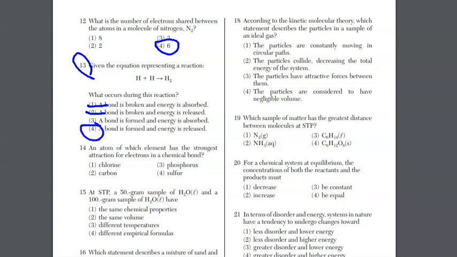See, there's no bonds being broken here. These are already atoms. In chemical reactions, typically you're breaking bonds on the left-hand side with the reactants, and you're forming new bonds on the right-hand side as the products. So if you're breaking bonds, you're putting energy in, or it's being absorbed, and when bonds are forming, it's being released.